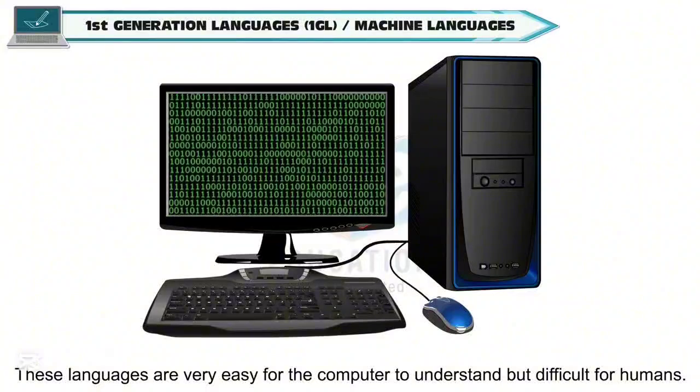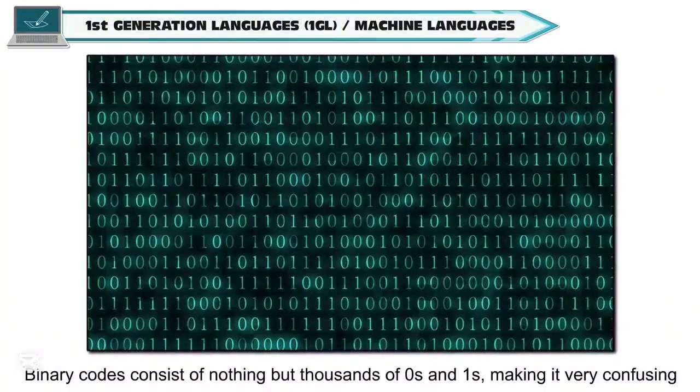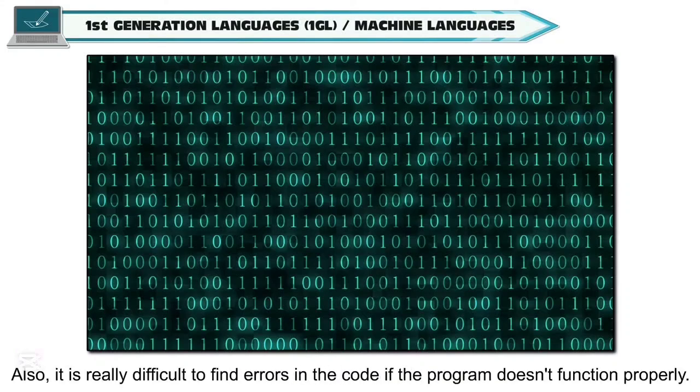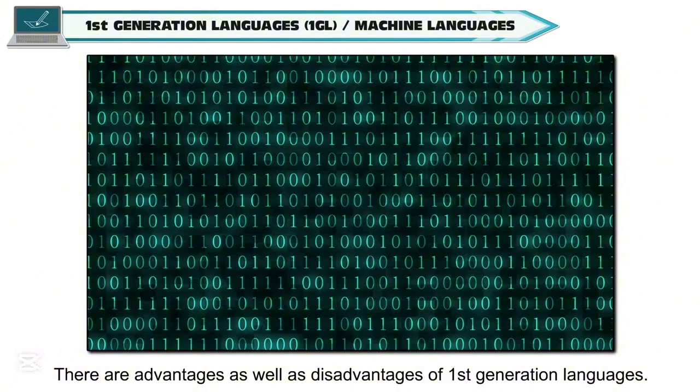These languages are very easy for the computer to understand but difficult for humans. Binary codes consist of nothing but thousands of zeros and ones, making it very confusing and difficult to learn. Also, it is really difficult to find errors in the code if the program doesn't function properly. There are advantages as well as disadvantages of first generation languages.